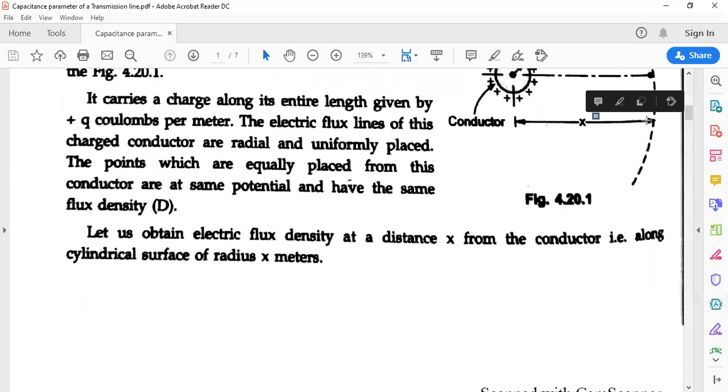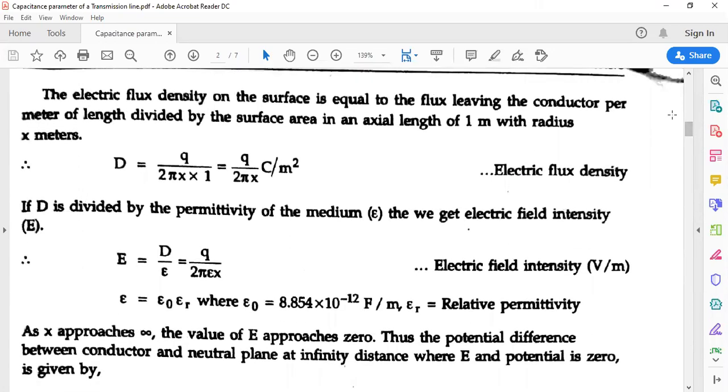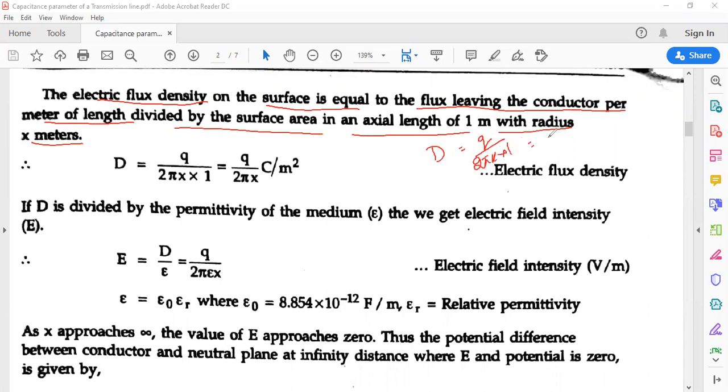So next, what do you mean by the electric flux density on the surface, which is equal to the flux leaving the conductor per meter of length divided by the surface area in the axial length 1 meter with radius x meters there. So D, that is Q divided by 2 pi x into 1. So that is Q divided by 2 pi x.